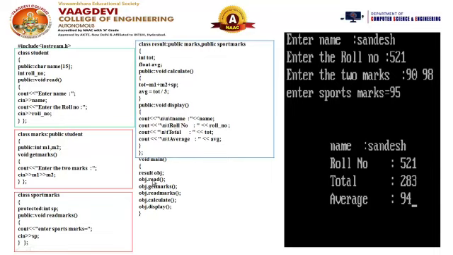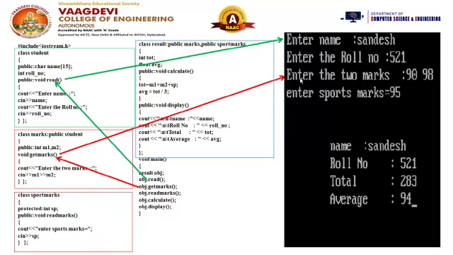The statement obj.read reads the name and roll number from the keyboard and assigns them to the variables name and roll number. The next statement reads marks from the keyboard and assigns them to the m1 and m2 variables. This statement calculates the total and average, and this statement will display the values of all the variables.